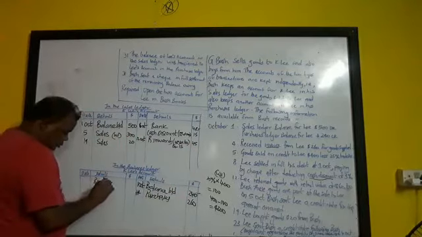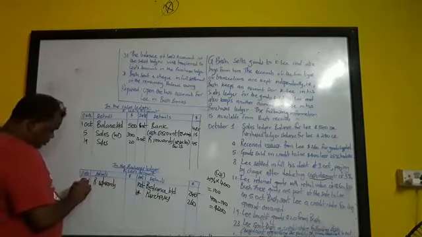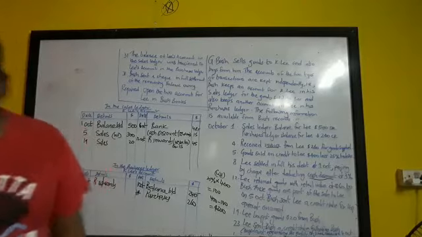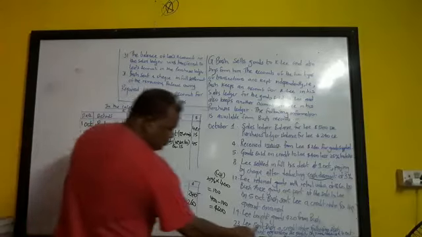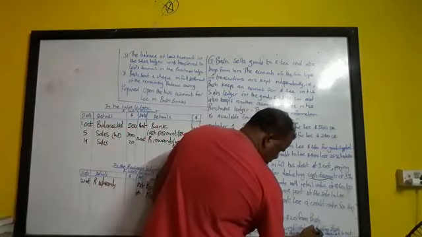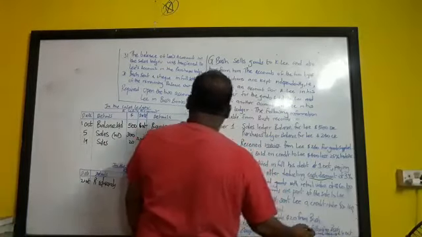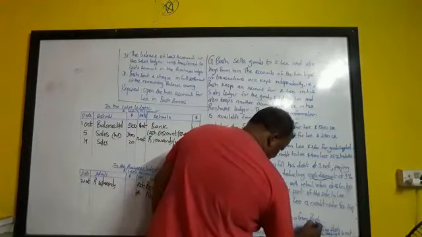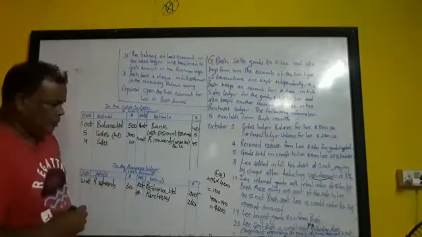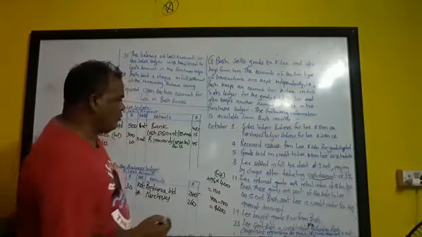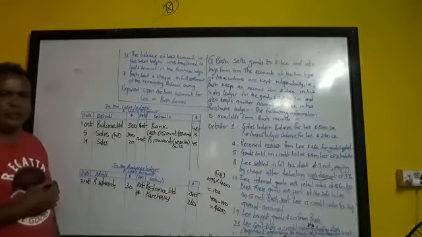Returns outwards, date 23 October. Returns outwards $30. Lee sent Bush a credit note following Bush's complaint regarding the quality of the goods invoiced on 4th October. So this is $30. So we will write down $30. On 4th October, there is no discount, so we will write down only 30, returns outwards.